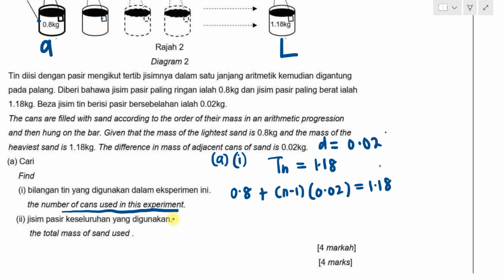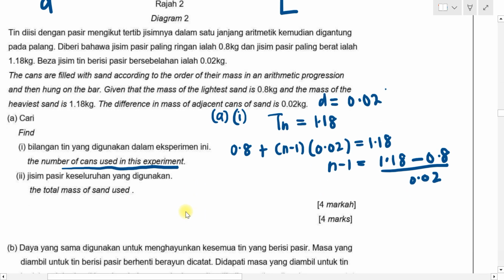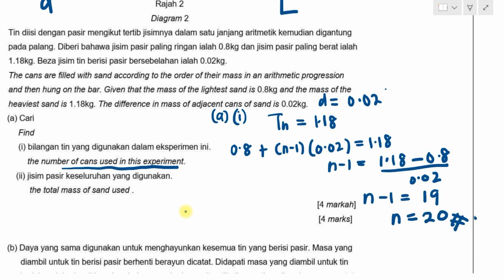I have told you many times, don't expand. You have a shortcut trick, right? 1.18. Wait. Actually you need to minus 0.8 first, then divide by 0.02. So you get n minus 1. Let's look at that first: 1.18 minus 0.8 divided by 0.02. So n minus 1 is 19. So n should be 20.